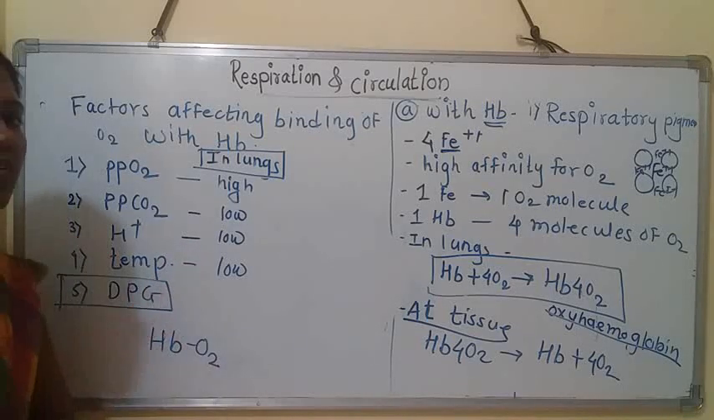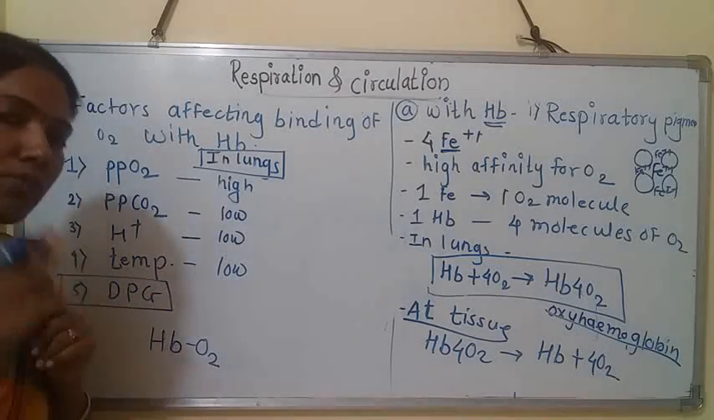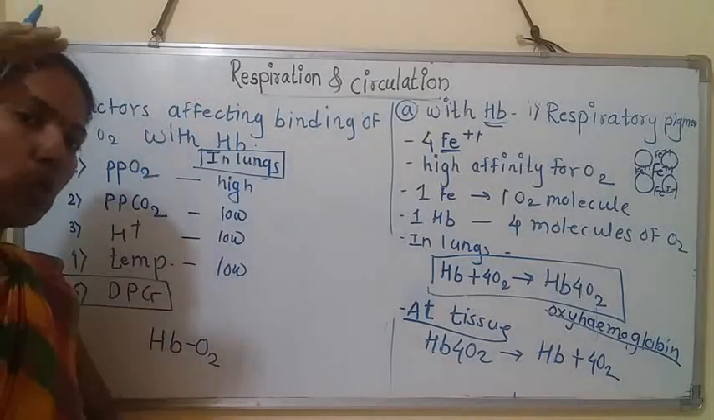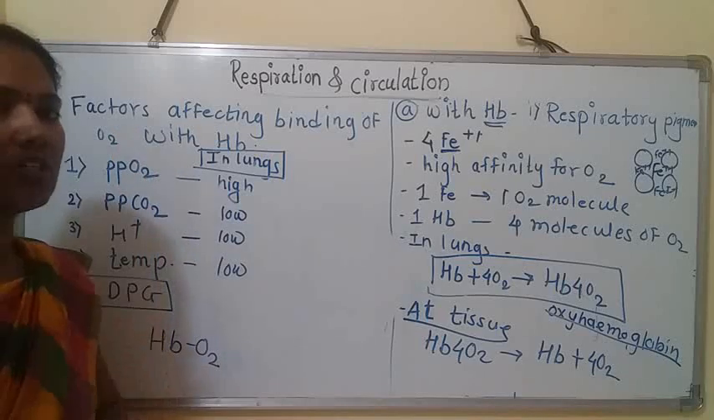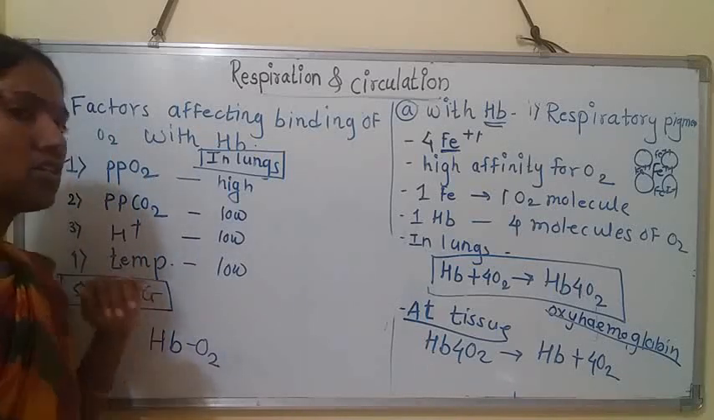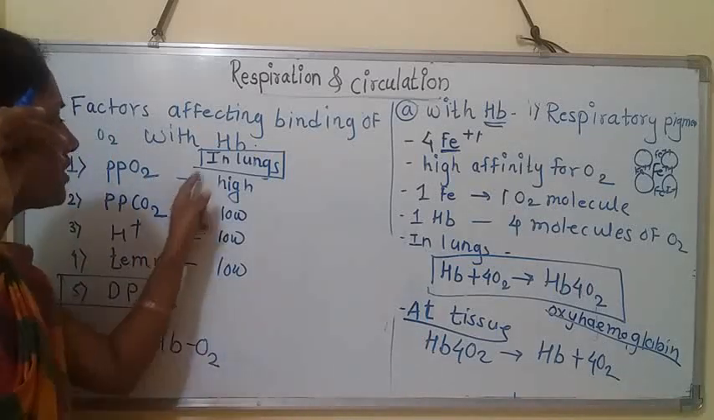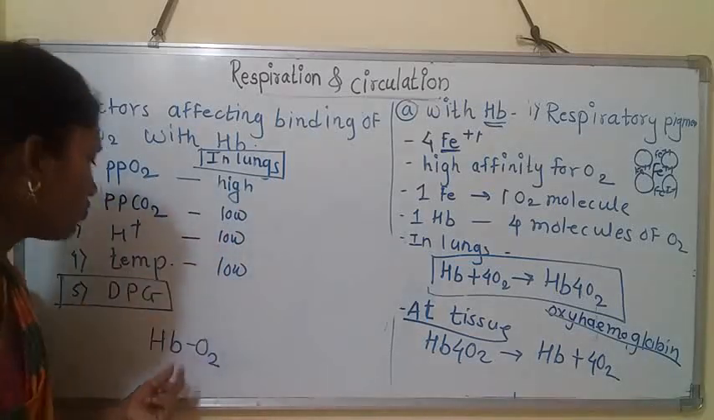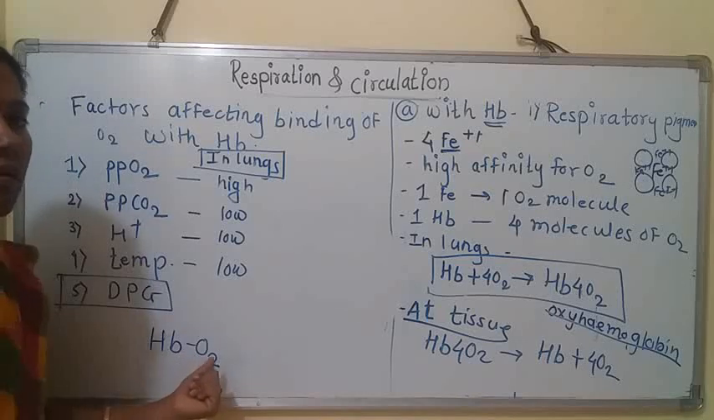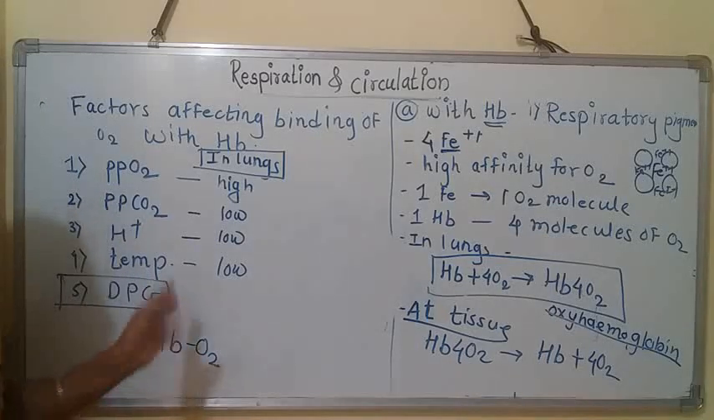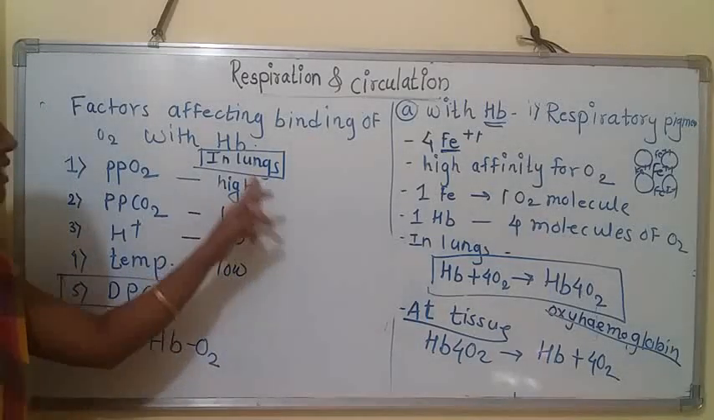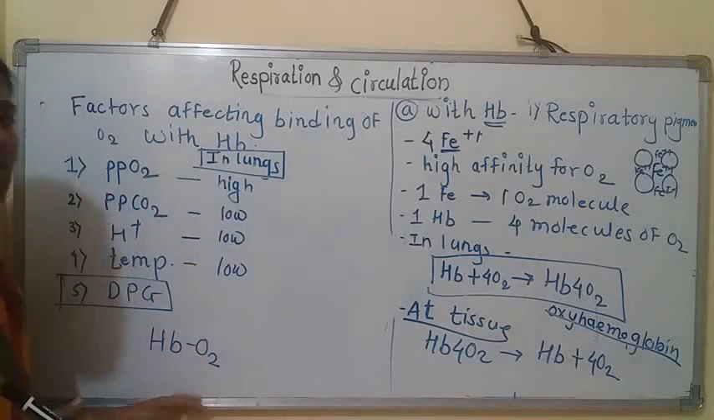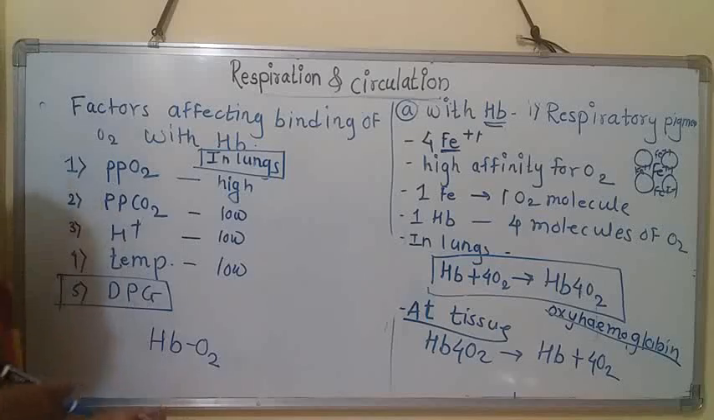So which factors are favorable? Within the lung, partial pressure of oxygen is high, partial pressure of carbon dioxide is low, H plus ion concentration is low, and temperature is also low. If these factors are there, then this condition is favorable for formation of the hemoglobin and oxygen complex. These factors are there in the lungs, therefore there is binding of hemoglobin and oxygen, and we get the oxyhemoglobin complex.